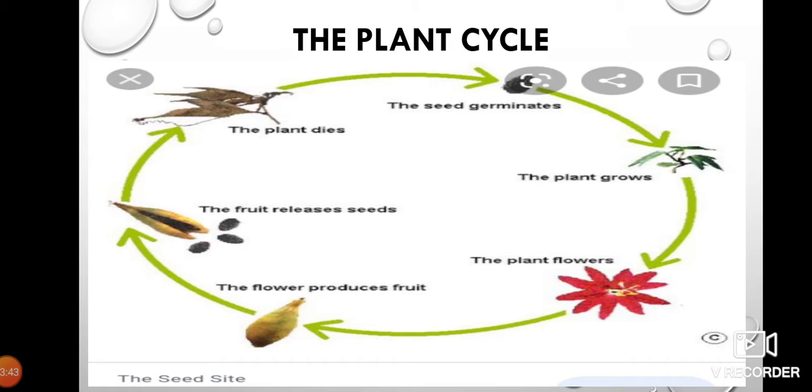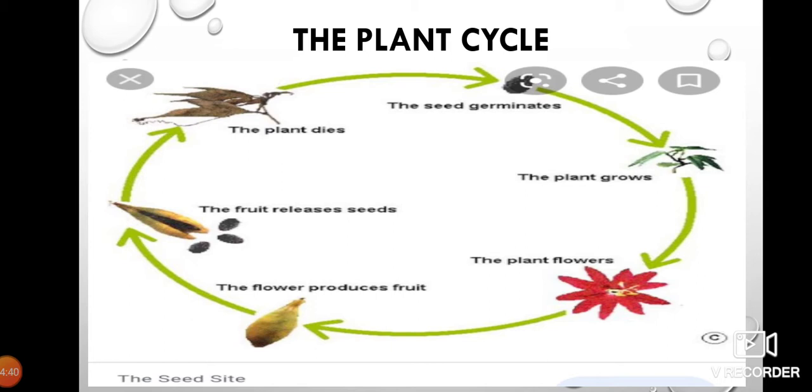In the next slide, it describes the plant cycle. So flowers appear as buds and slowly transform into flowers. These flowers change into fruits which contain seeds. The seeds are protected inside the fruits. The fruit releases the seed. The seed contains a baby plant. When a seed gets the right amount of water, air, temperature and soil, it germinates and grows into a new plant. Now this new plant grows, again buds appear.